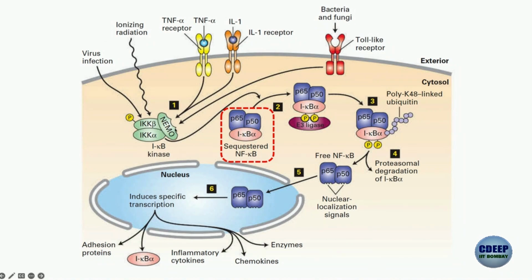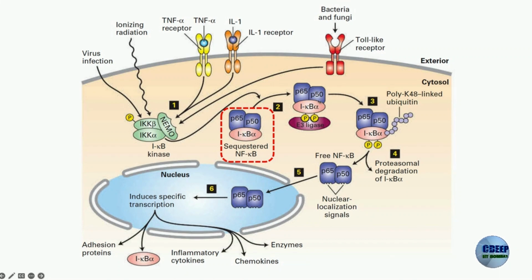So, there is NEMO, IKK beta, IKK alpha, this is the kinase machinery that will go and activate this beta subunit of this kinase complex where there is NEMO, alpha and beta. Upon the activation of the pathway by any of these means, it will lead to the phosphorylation of the beta subunit. Whenever this beta subunit gets phosphorylated, it will go and phosphorylate the IKB alpha molecule which is sequestering the transcription factors P65, P50.